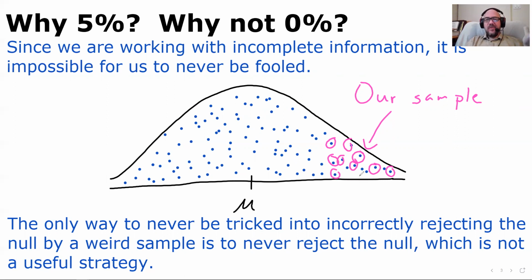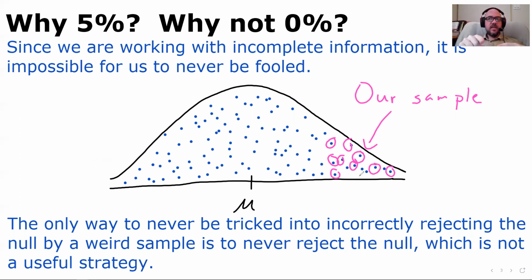And you might say to yourself, well, how likely is that? And the answer is not very likely, right? But it is possible. So we can't set alpha to 0 because we are always working with incomplete information, and therefore it is always possible that we get a weird sample and are fooled. Setting alpha to some tolerable level is our way of dealing with this. We're setting a number up front that says, I am only going to be fooled into rejecting the null hypothesis incorrectly this percentage of the time. And we can set it as low as we want, as long as it's bigger than 0.